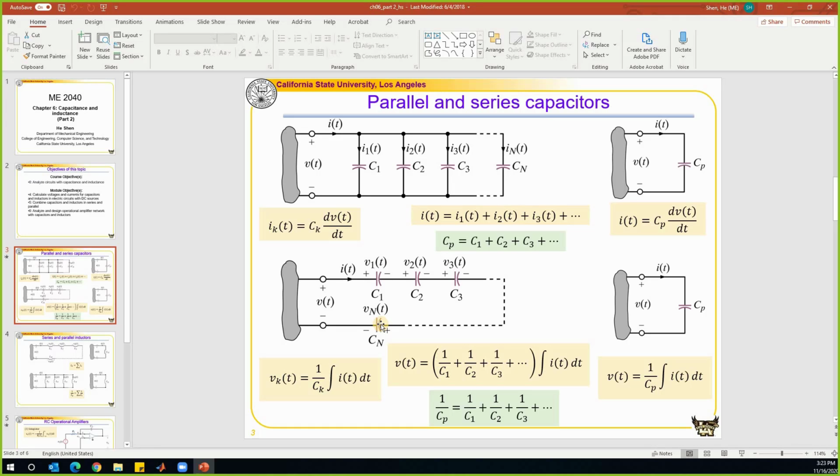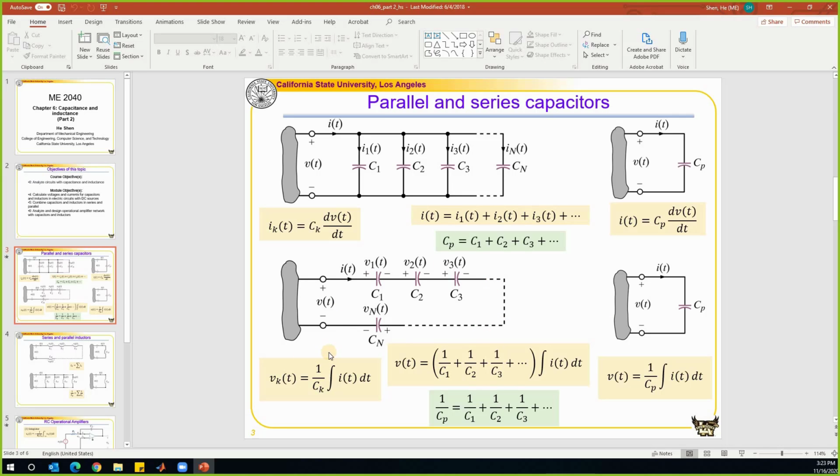You can also understand that by using KVL. If we write a KVL for this loop, we know that V1 plus V2 plus V3 plus Vn, minus V, is equal to 0. And if you put the minus V on the right-hand side, you will be able to get the same conclusion. So these are the two fundamentals that we have. And from this voltage relationship, we can derive the equivalent capacitance of this network.